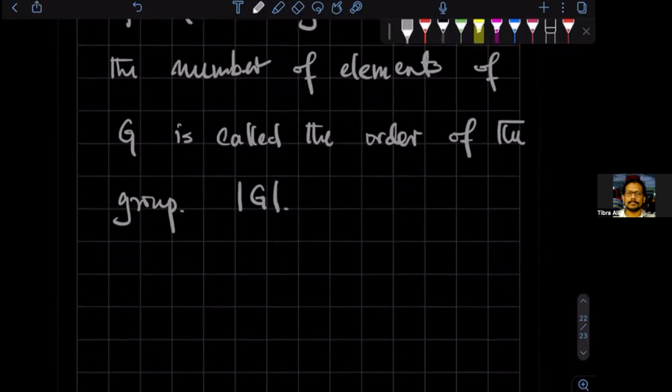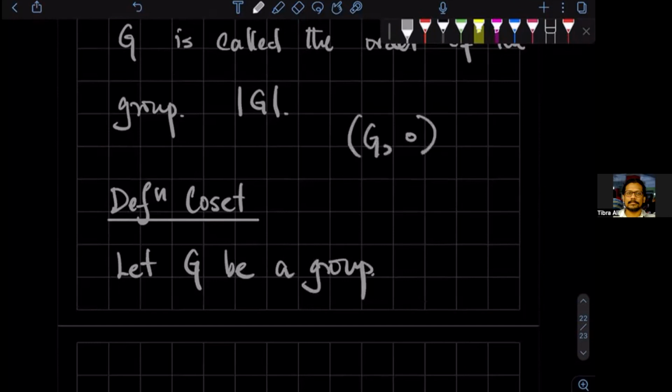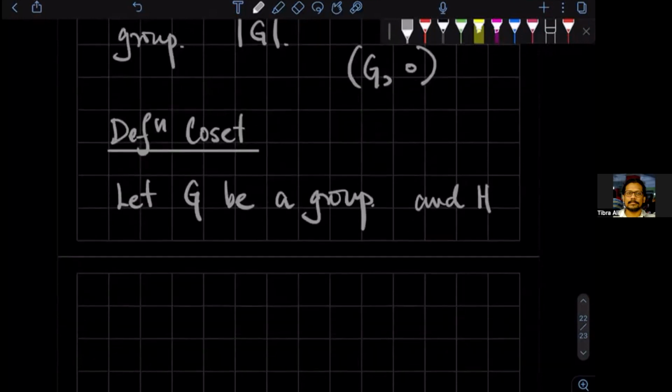Okay, so this was a very quick definition. The next definition is more interesting. We are going to define a coset. So what is a coset? Let G be a group. Note that we are no longer writing G comma this, so the multiplication is implied, okay? G is a set, but we are implying that there's a multiplication. So let G be a group and H be a subgroup.